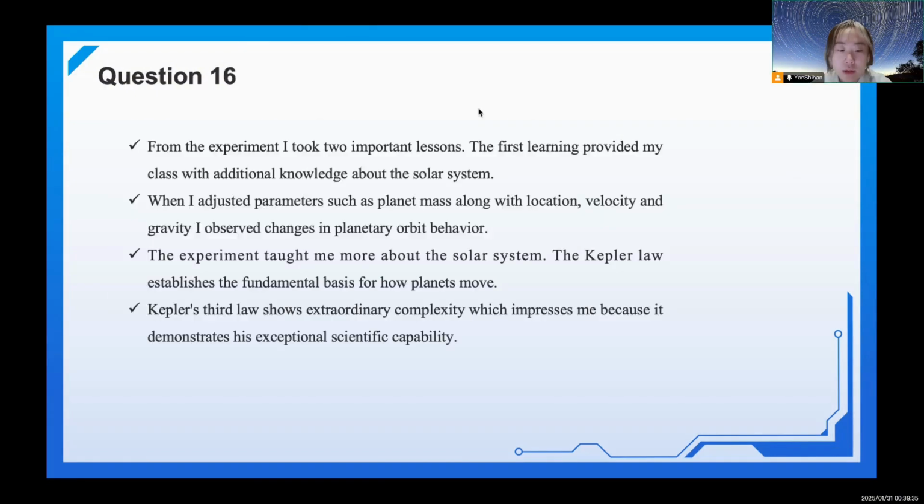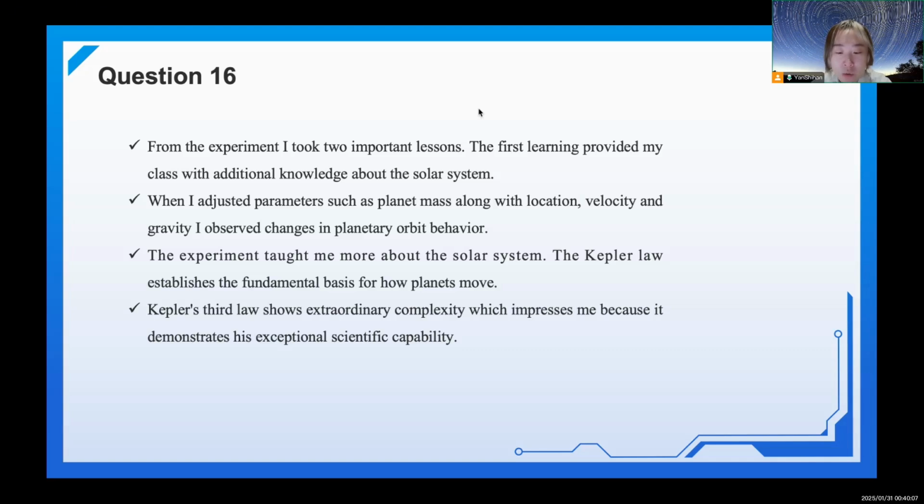The final point I want to discuss is what I learned during the course. From the experiment, I took 2 important lessons. The first provided me with additional knowledge about the solar system. When I adjusted parameters, such as planet mass along with location, velocity, and gravity, I observed changes in planetary orbit behavior. The experiment told me more about the solar system.